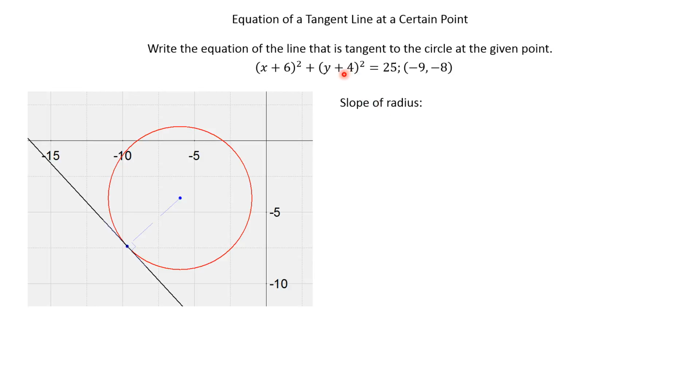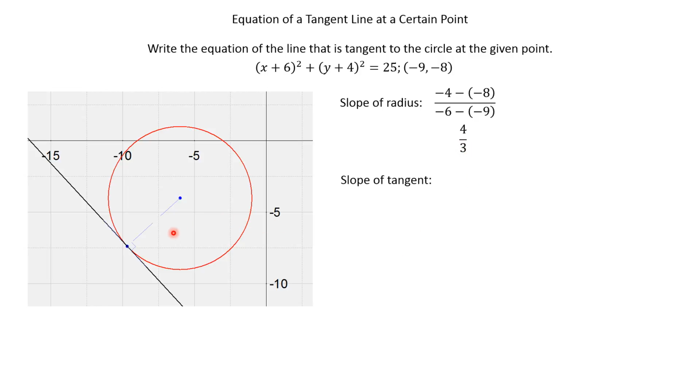And so y minus y will be -4 minus -8. X minus x is -6 minus -9. Minus negative is just plus. -4 plus 8 is 4. -6 plus 9 is 3. And so the slope of the radius is 4/3.